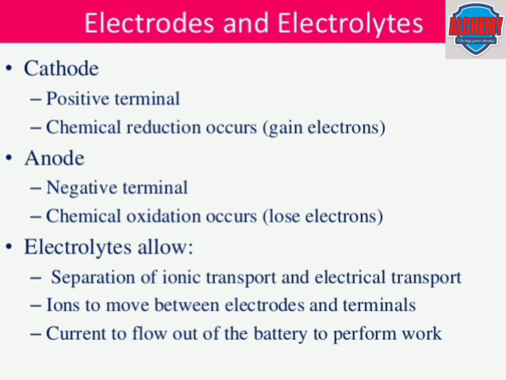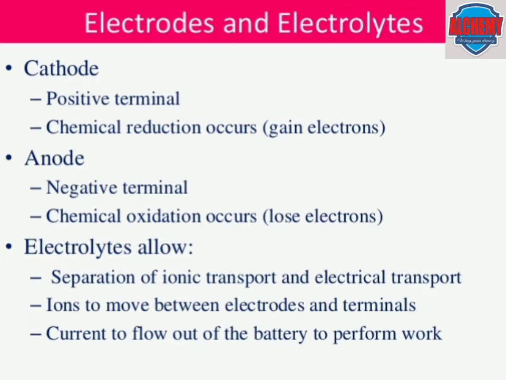The electrodes are classified into two: anode and cathode. The cathode is a positive terminal where the reduction occurs. Reduction means gain of electrons. Anode is a negative terminal where the oxidation occurs. Oxidation means loss of electrons.